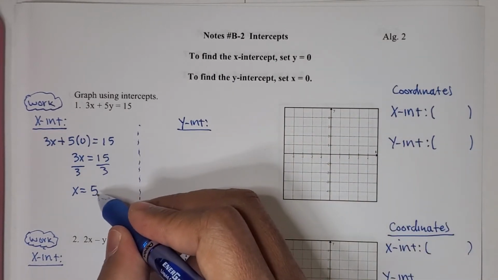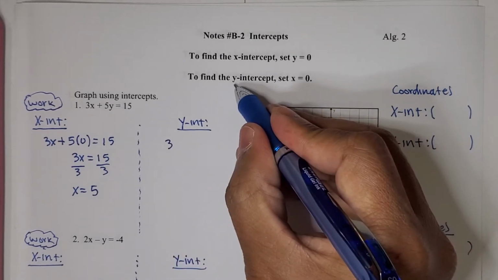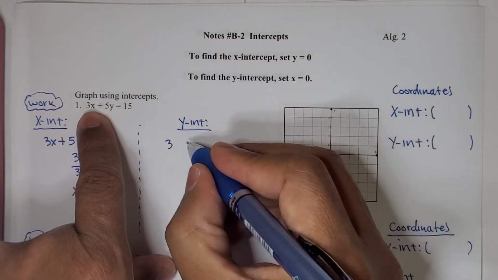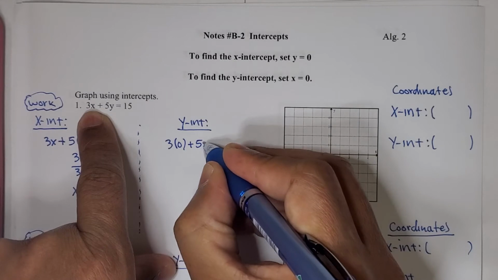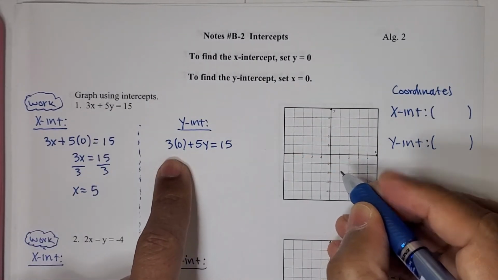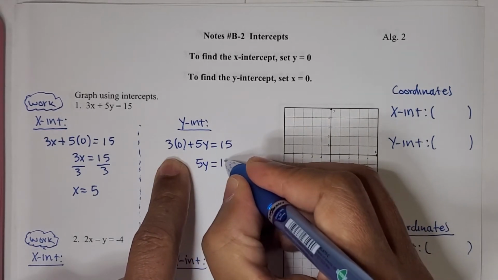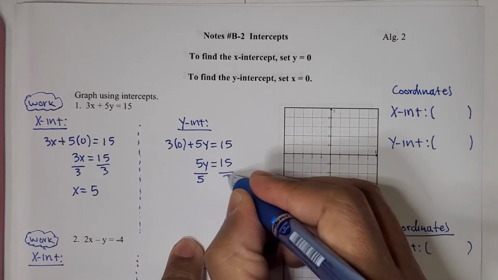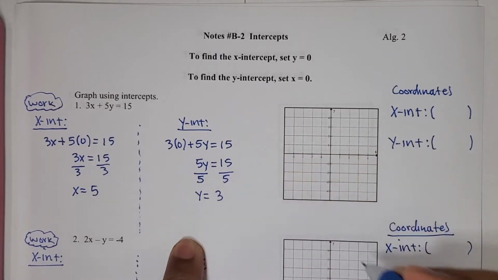Let's go ahead and find the y-intercept now. To find the y-intercept, I need to set x equal to 0. So instead of x, this is going to be 3 times 0 plus 5y equals 15. 3 times 0 is 0, so I just have 5y left on the left, which is equal to 15. To solve for y, I'm going to divide by 5, and we find that y is equal to 3.